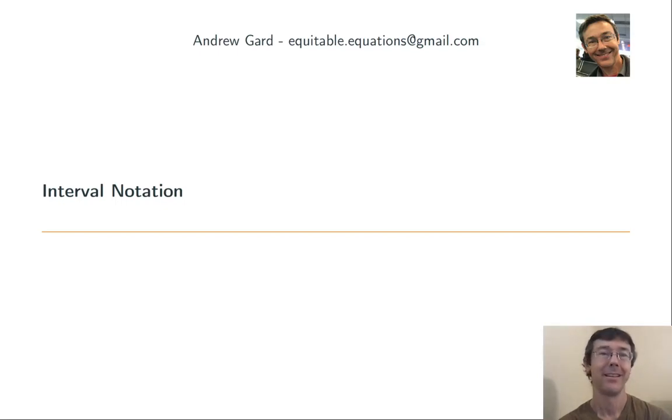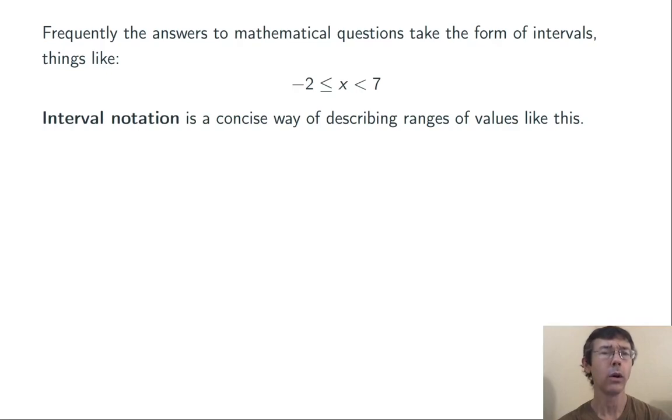Hey everybody. Today we're covering interval notation. Inequalities and intervals are everywhere in mathematics, things like -2 ≤ x < 7. We'd like a universal and concise way of describing ranges of values like this one, and interval notation gives it to us. I think the best way to understand interval notation is just by doing examples.